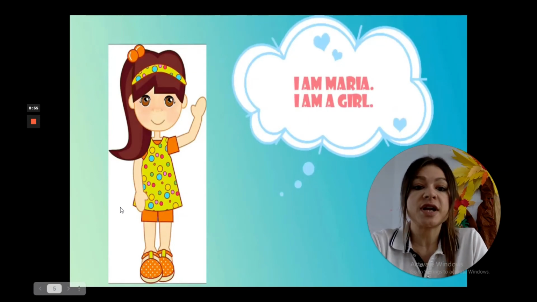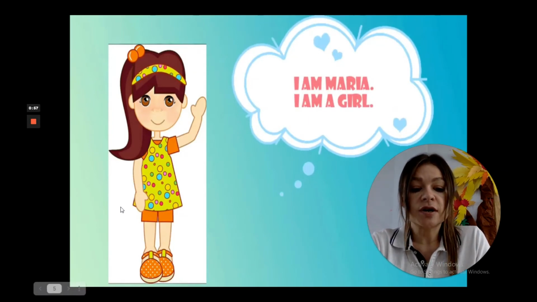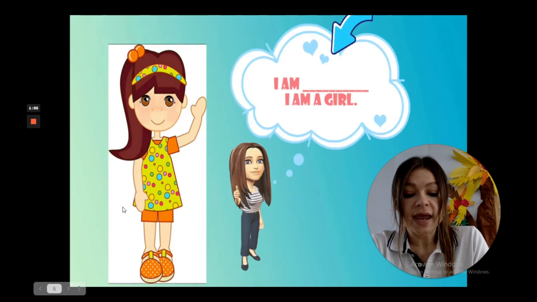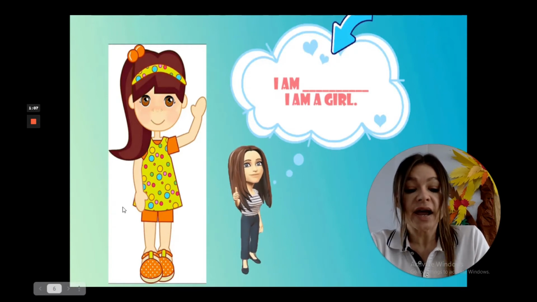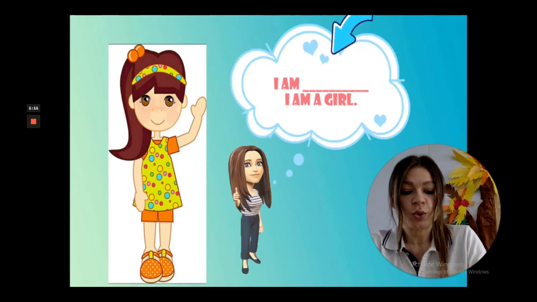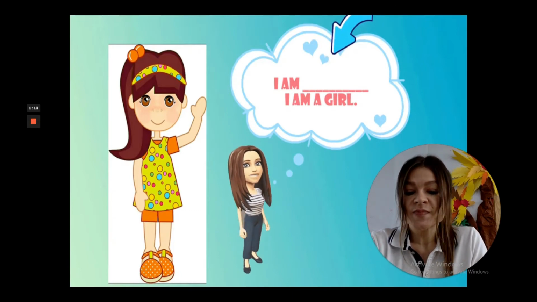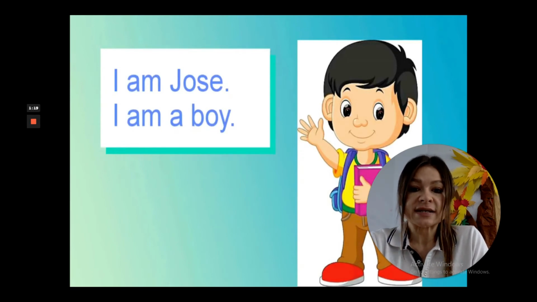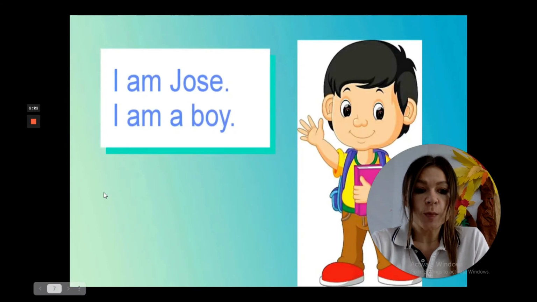I am Maria. I am a girl. Say, I am and your name. I am a girl. Good. Now for the boys. I am Jose. I am a boy.